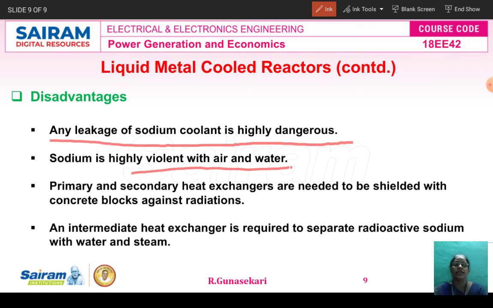The primary and secondary heat exchangers need to be shielded with concrete block against radiations. The intermediate heat exchanger is required to separate radioactive sodium from water and steam. So therefore the cost increases: primary heat exchanger, secondary heat exchanger, intermediate heat exchanger. So therefore the cost is more. Here sodium is used as a coolant, so therefore it is highly violent with air and water chemically. So therefore any leakage is a problem. It is dangerous, highly dangerous.